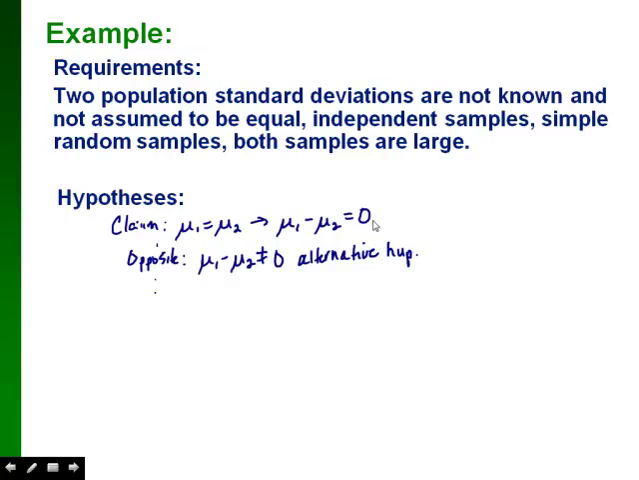And since the one up here has a 0, this would be our null hypothesis. So that means that we're going to have our null hypothesis being mu1 minus mu2 equals 0. And again, this is always going to be our null hypothesis in these types of problems. The only thing that's going to be different is our alternative hypothesis. And in this case, that's going to have a not equal to.